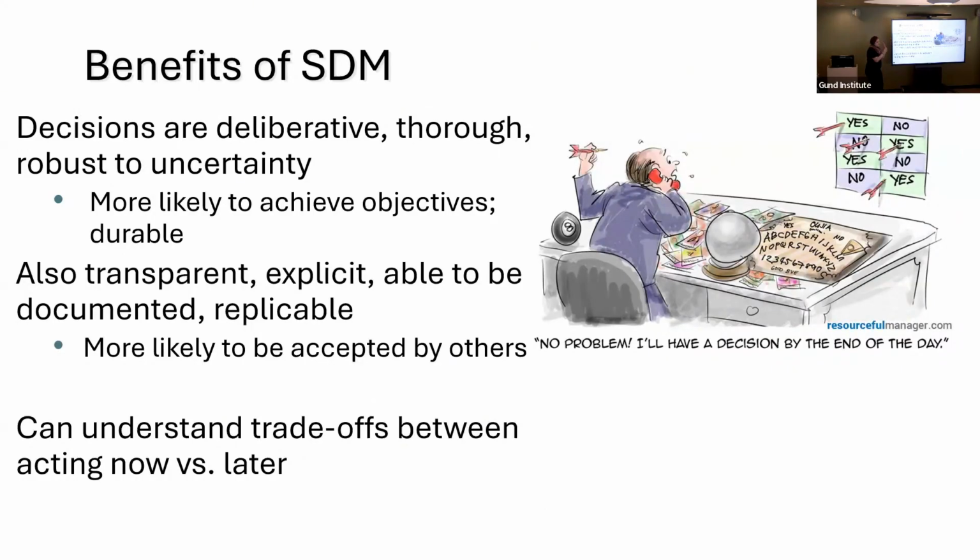And on the proactive and reactive management side of things, another benefit is we can explicitly and quantitatively evaluate the trade-offs between intervening early and waiting, potentially knowing more about the system and intervening later. So it helps us think about that proactive reactive management conundrum.